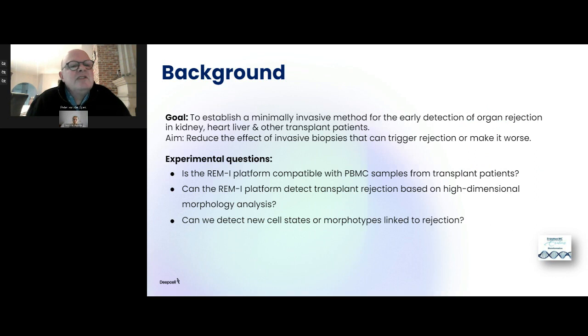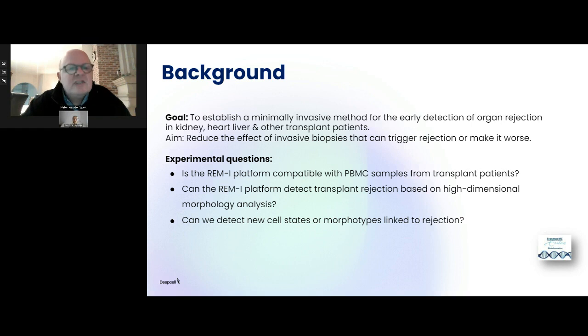So to establish a minimally invasive method for the early detection of organ rejection in kidney, but also heart, liver, lung, other transplant patients can be studied. Our aim is to reduce the use of invasive biopsies that can trigger rejection or make the condition even worse. So in this experiment, we basically used the REM-I platform, and we wanted to explore whether it's compatible with studying PBMC samples from our transplant patients.